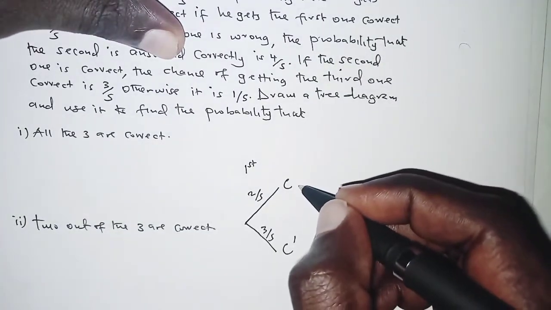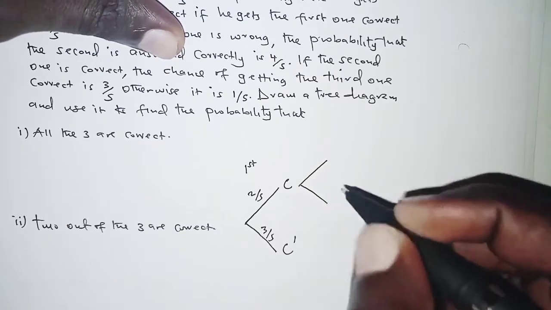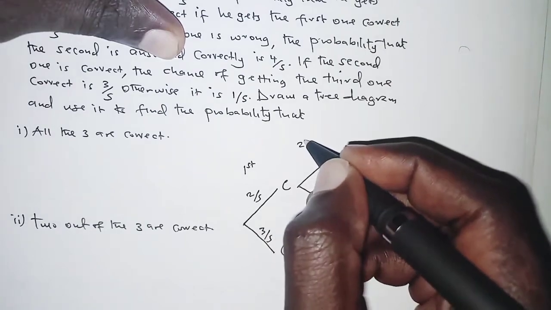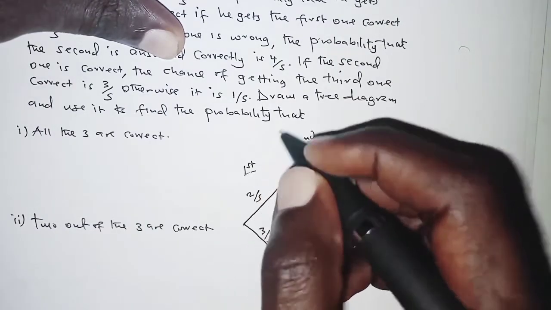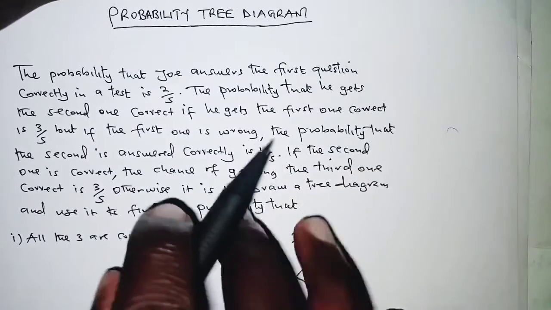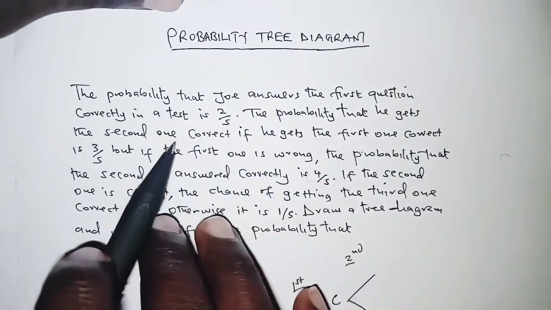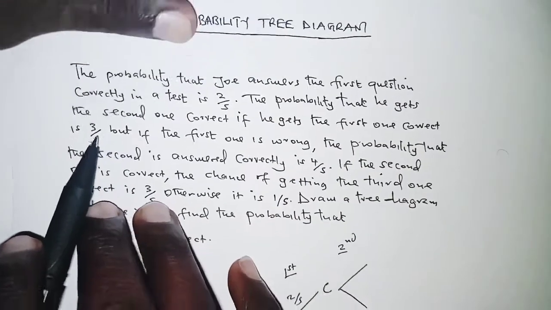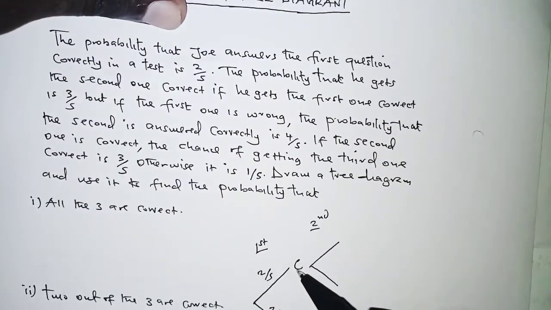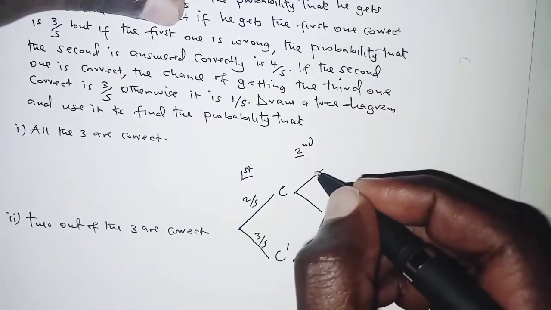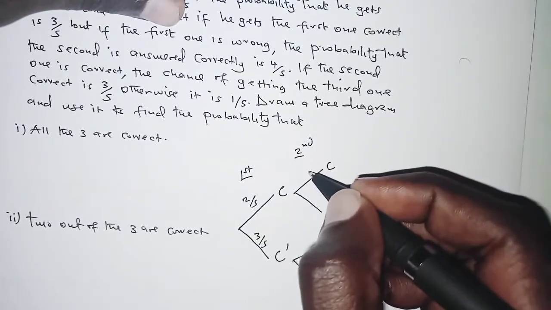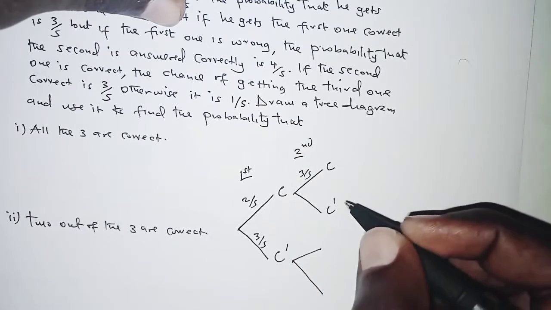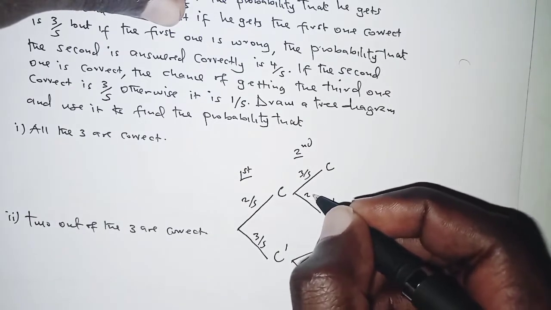Next, we are going to look at the second test. So this represents the second test. So continuing with the question, you're told the probability that he gets the second one correct if he gets the first one correct is 3 over 5. So if he gets the first one correct, then the second one being correct should be 3 over 5. And that automatically means not being correct is 2 over 5.